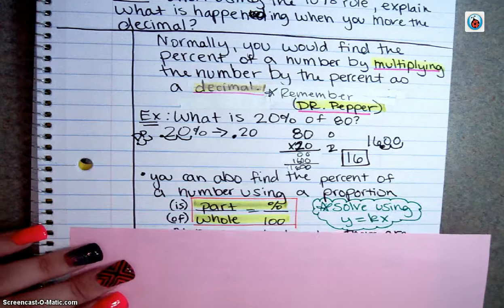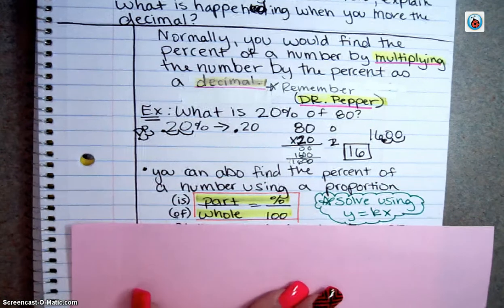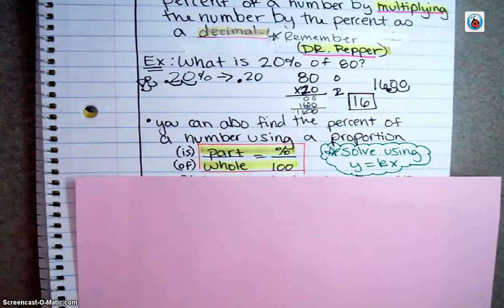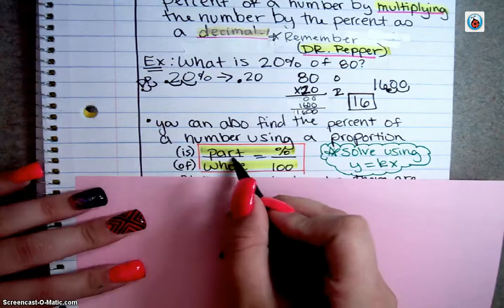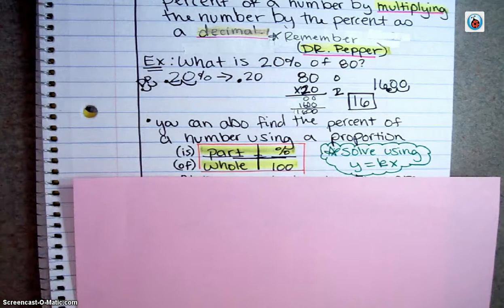All right, you can also find the percent of a number using the proportion, like what we did today. Your table would look like this: the part over the whole, and then the percent over 100. For this one we don't necessarily need a word ratio, but if you can write one, we will. And we're going to solve using y equals kx like we did today in class.